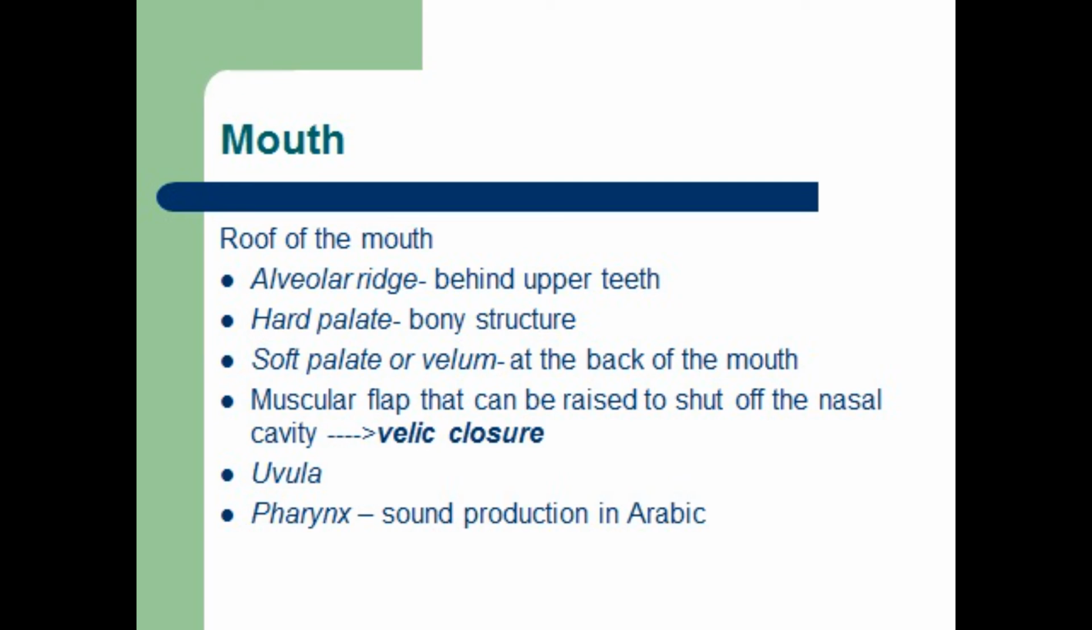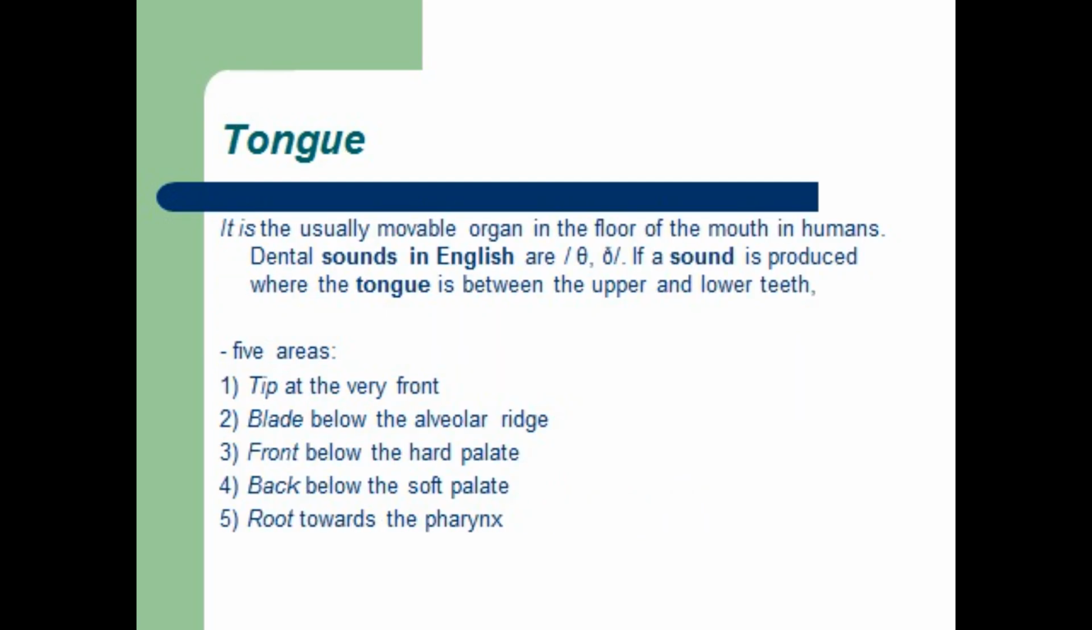We have some sounds in Arabic that are produced in this place, in the pharynx. Now we come to the tongue. The tongue is the most important organ of speech. It is the usually movable organ in the floor of the mouth in humans.